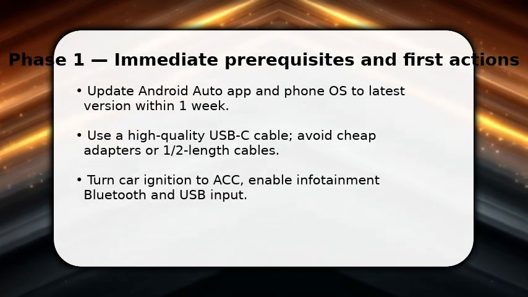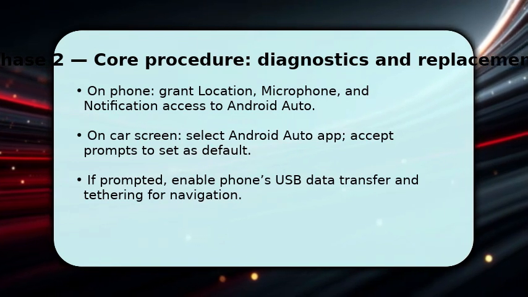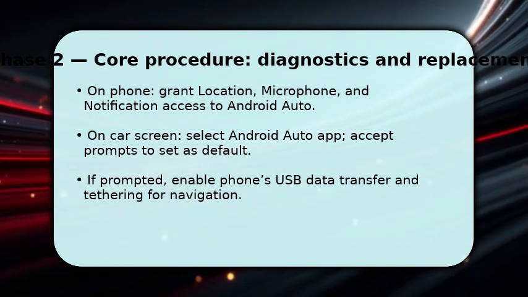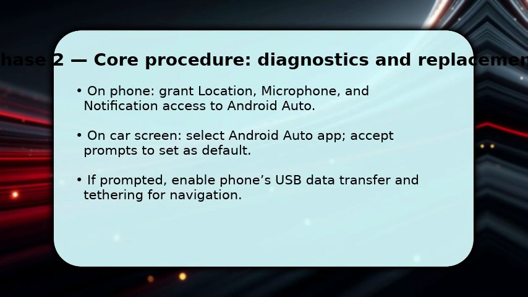Next, you must authorize permissions so GPS works reliably. When the phone prompts, grant location, microphone, and notification access. Android Auto needs location to feed navigation to the infotainment.